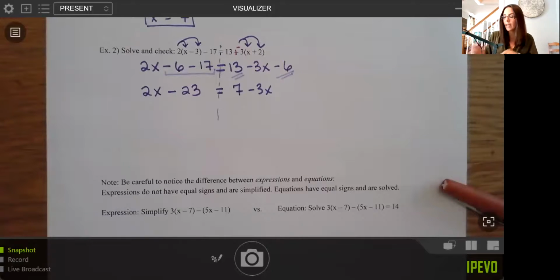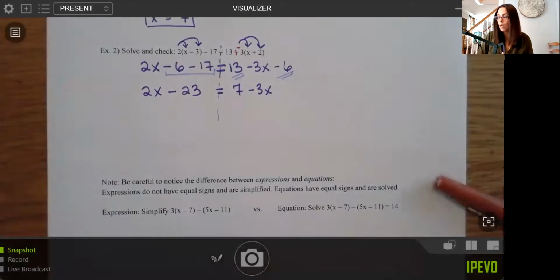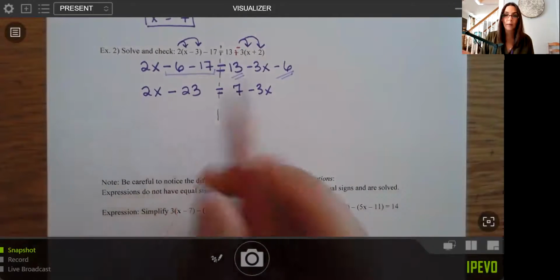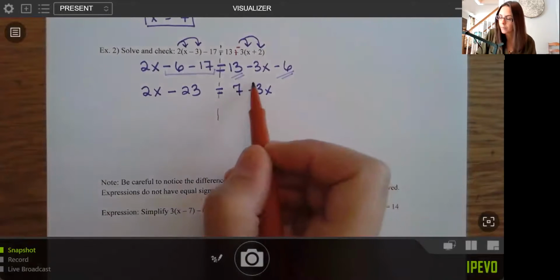Okay. So now if I look, I can't really do anything else. I'm ready to start moving things around. I have x's on both sides. I have numbers on both sides. So you can pick what you want to do. Most people tend to like to bring their x's to the left when they have a choice. So I'm going to follow that, but it doesn't matter.